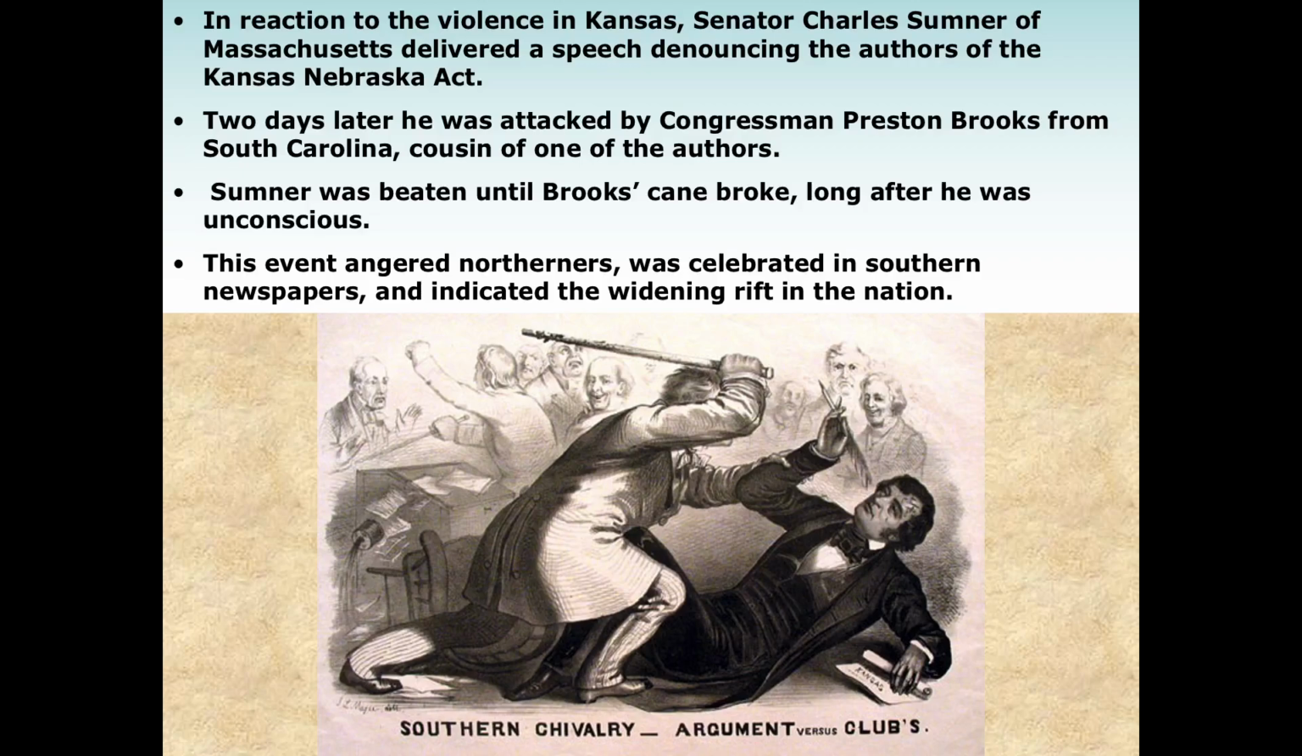Dude, not even Congress is being civil at this time. Yeah, we are headed towards war. Oh my god. Southerners are going to be like, yeah, beat him up.